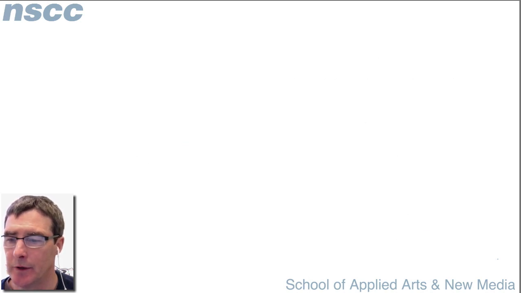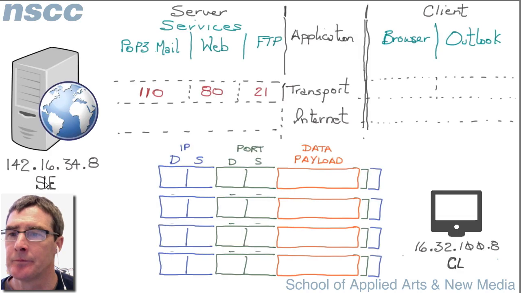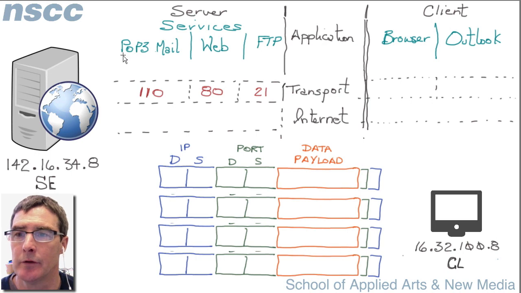We'll start with an example here. To the left we have a server with an IP address here, and this server has various services or applications that are running on it. So it has a POP3 mail server, a web server, and an FTP server. Clients will make requests to this server to retrieve mail, retrieve a web page, or to retrieve files.